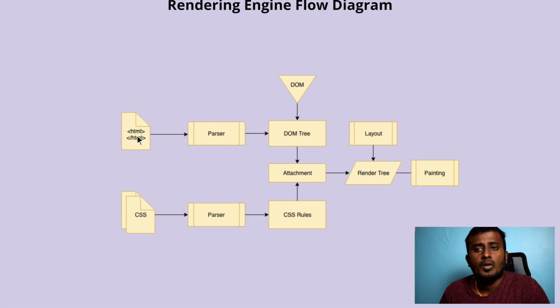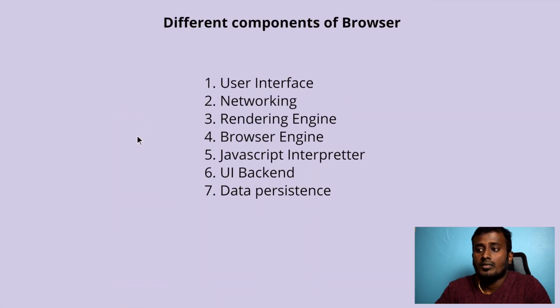Now let's have a quick recap of what we have learned in this tutorial. There are 7 different components in a browser: user interface, networking, rendering engine, browser engine, JavaScript interpreter, UI backend, and data persistence. When you open a browser, whatever you're seeing on the screen is called the user interface. It lets you type the URL and view the content. Networking lets you get the HTML or CSS from the remote server, and it gives it to the rendering engine. The rendering engine parses the HTML and CSS which came from the remote server, and it will draw it in the viewport.